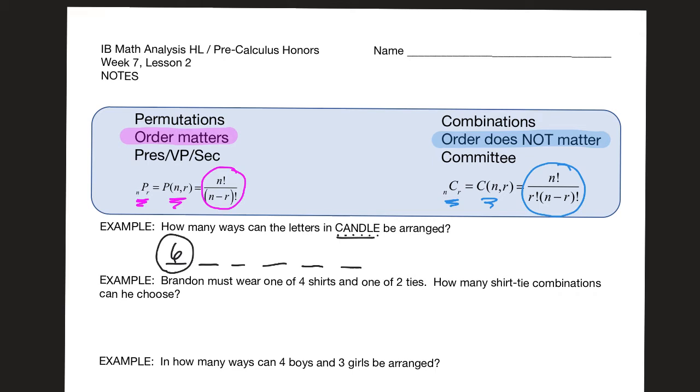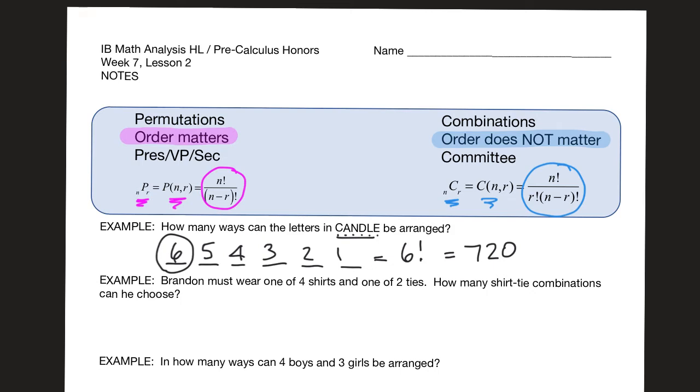Now once you've picked a letter to go there, you don't have 6 letters to pick from anymore. Now you only have 5. And once you've placed 2 letters, you no longer have 6 to pick from, you've got 4. And that continues all the way down, and you might recognize this to be 6 factorial. If you compute that out, you'll get 720 ways to arrange those letters.